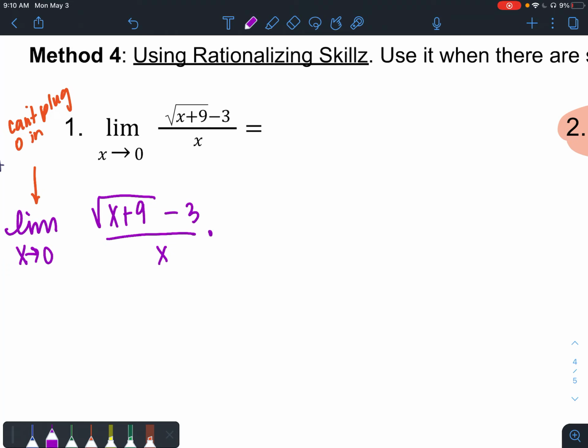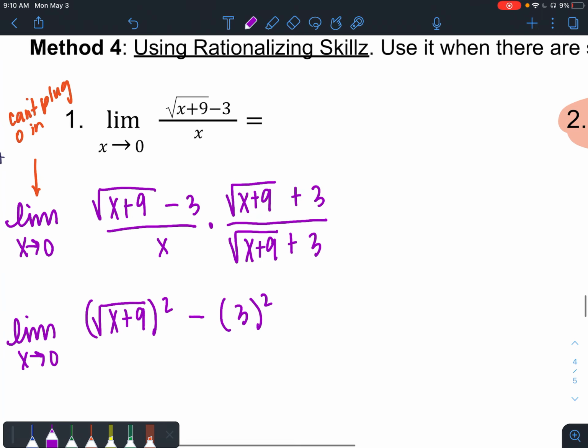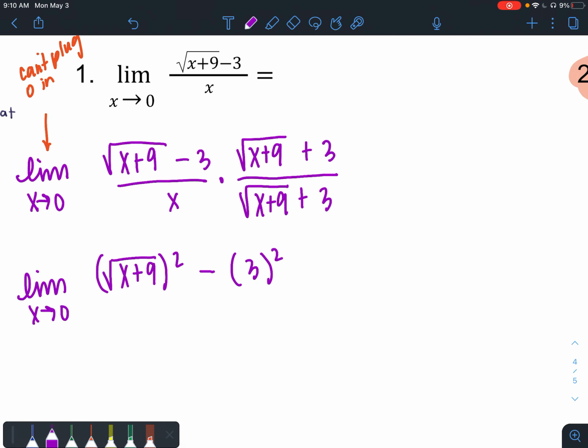So the conjugate is square root of x plus 9 plus 3. Do it to the denominator as well. That way we're multiplying by a form of 1. So the limit as x approaches 0, and so then we have square root of x plus 9 squared minus 3 squared, because this is the difference of squares right there. Actually, you know what, let's FOIL it out just so we can clarify.